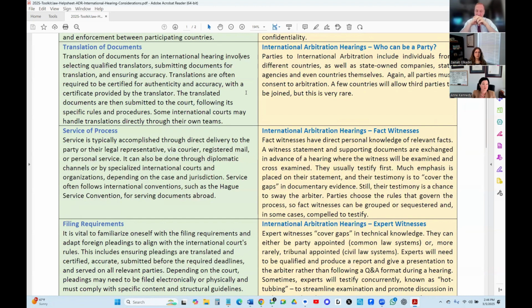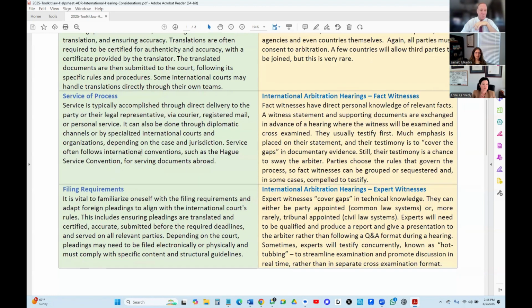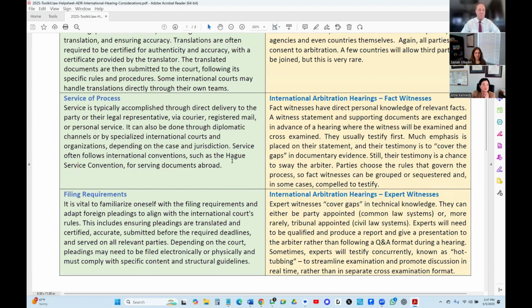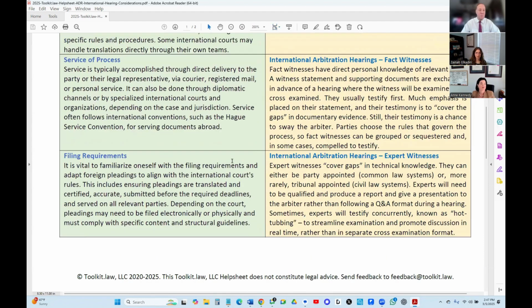And then we move into service of process. Service is typically accomplished through direct delivery to the party or their legal representative via courier, registered mail, or personal service. It can also be done through diplomatic channels or by specialized international courts and organizations, depending upon the case and the jurisdiction. And service often follows international conventions, such as the Hague Service Convention for serving documents abroad.